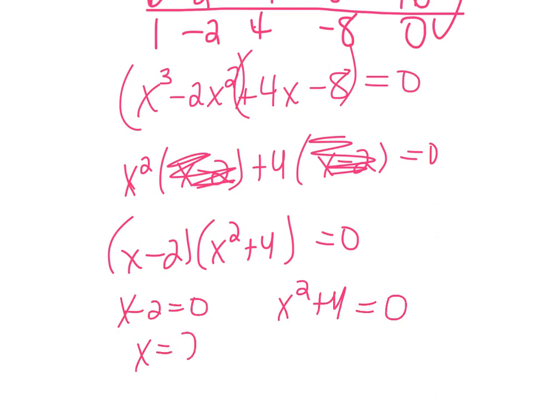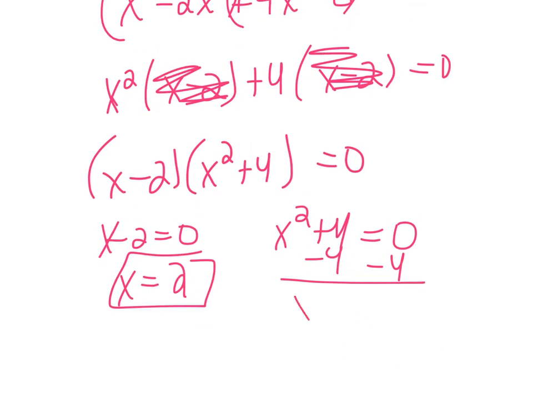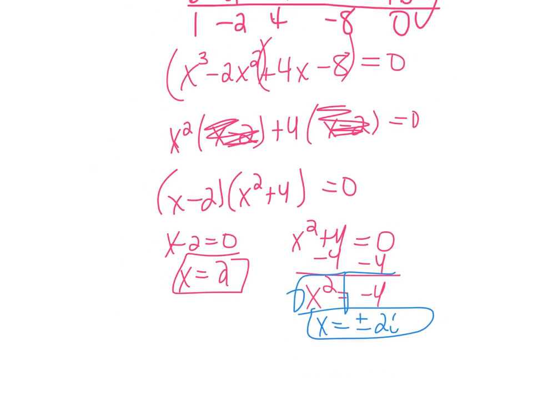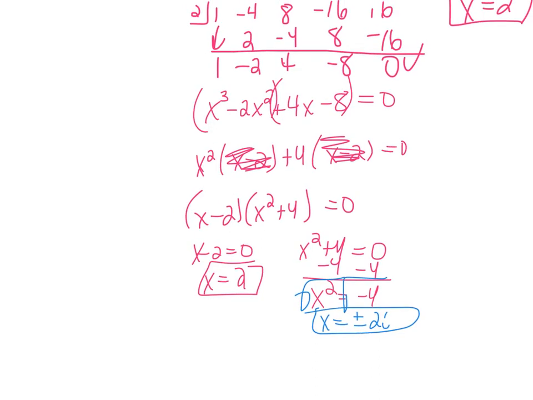So here x equals 2, right? And x equals 2 again. X squared equals negative 4. Now what? Square root. X equals plus or minus 2i. There are my 4 answers. X equals 2, x equals 2, and x equals plus or minus 2i. I have 2 real, 2 imaginary. Do I have multiplicity? Yeah.